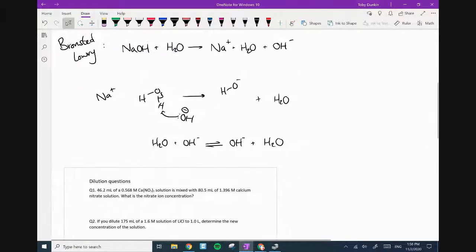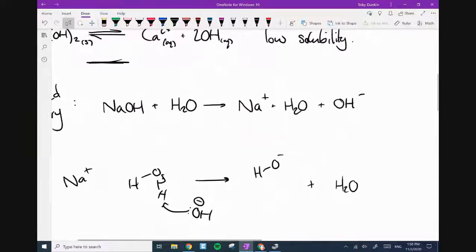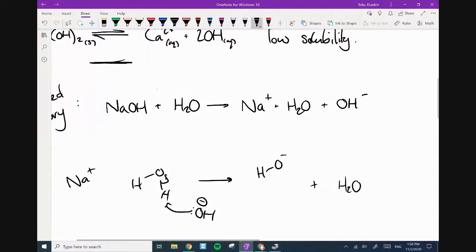So it's just nice to mention that this equation can be done, but then the equation would simplify. You'd cancel out the water because it's on both sides of the equation.